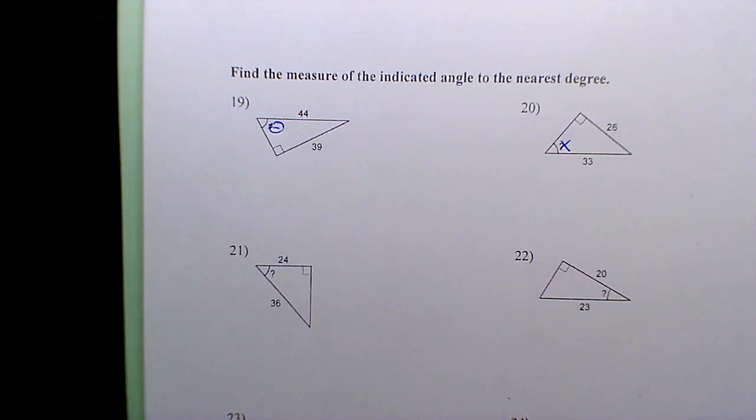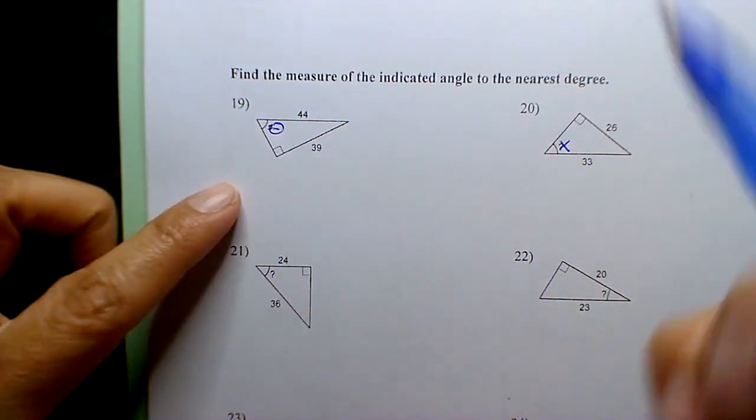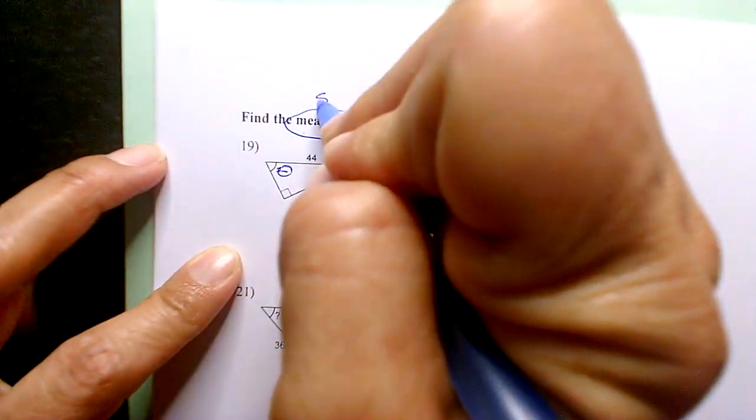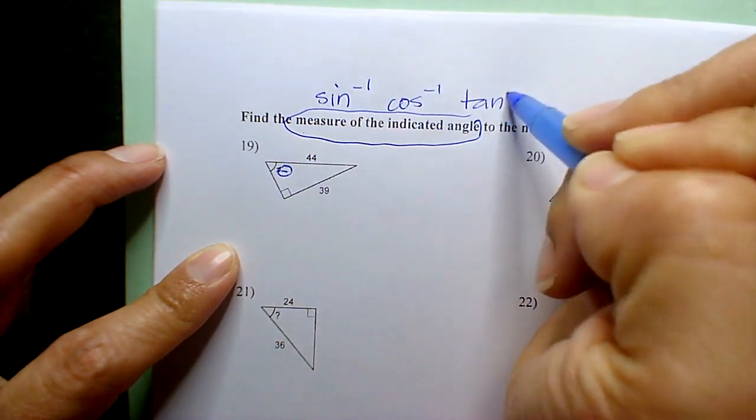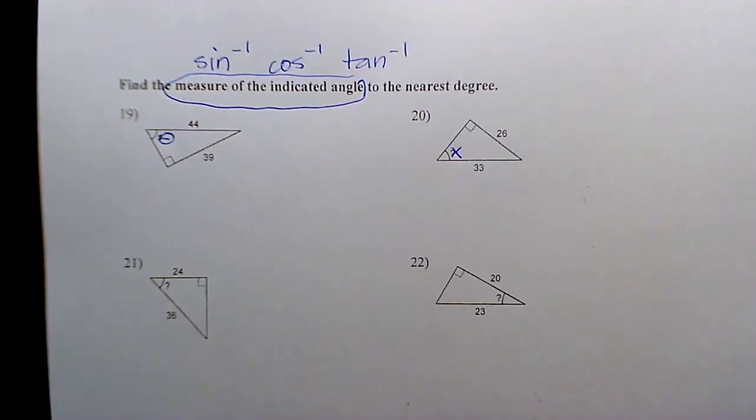Number 19, right? Because it says find the measure of the indicated angle. That means you are inversing. So you're going to end up shifting and then hitting that sine, cosine, or tangent button. Okay? So, SOHCAHTOA, right?